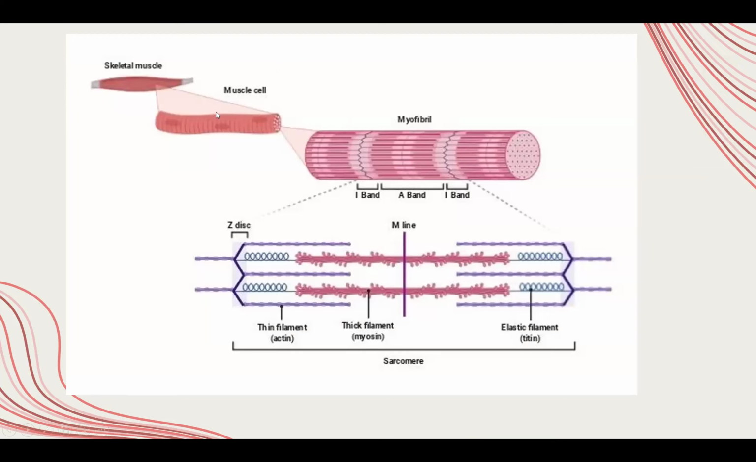So the skeletal muscle is composed of muscle cells. Muscle cells are composed of myofibrils. In myofibrils, there are thin filaments and thick filaments. Thick filaments are myosin, and the thin filaments are actin. This unit, thick and thin filaments, forms the sarcomere. These thin filaments and thick filaments are the ones that cause the striations in the muscle.